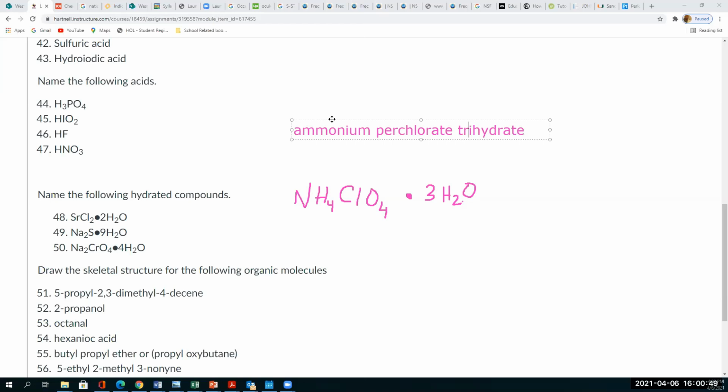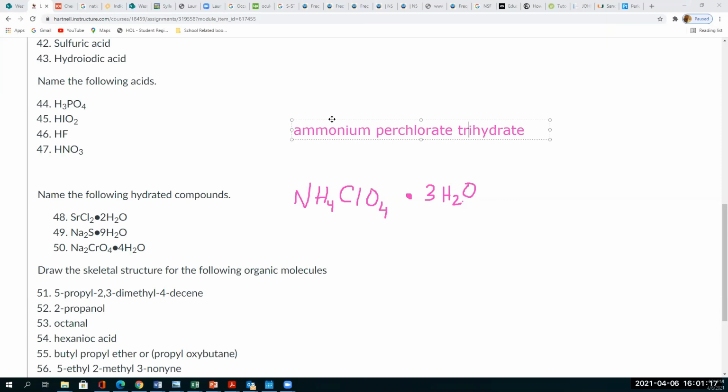Okay, so Sr is strontium dichloride, dihydrate. That's my guess. Strontium dichloride dihydrate. Nope. Okay. Remember, it's an ionic compound. It's going to behave just like an ionic compound, except for the water.